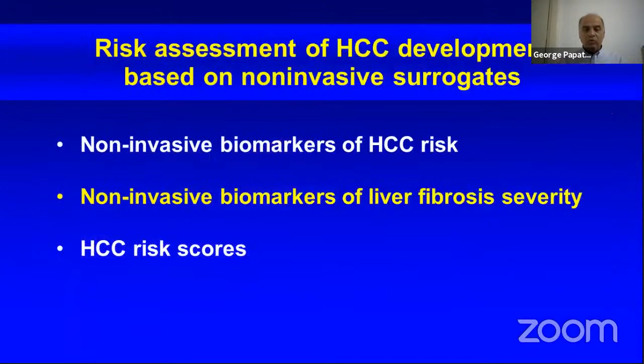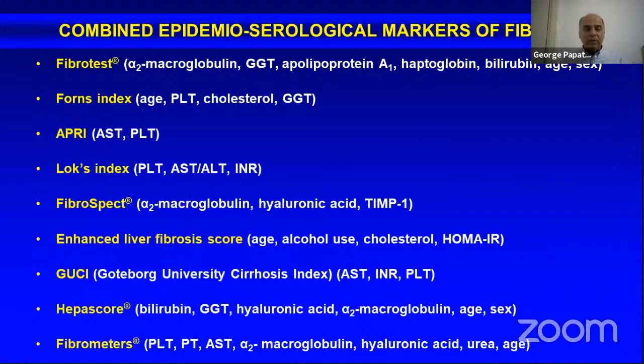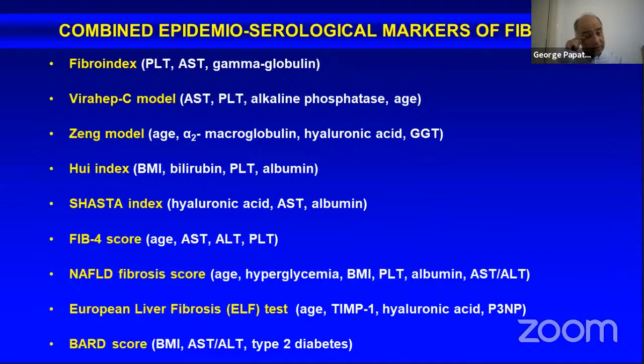So, moving to the non-invasive biomarkers of liver fibrosis severity, you saw the list is endless, I would say. First, combined epidemiological and serological markers of fibrosis. I don't want to name all of these markers, and the list, as I said, is endless. Many of them were discussed before. So many markers were developed for different types of diseases.